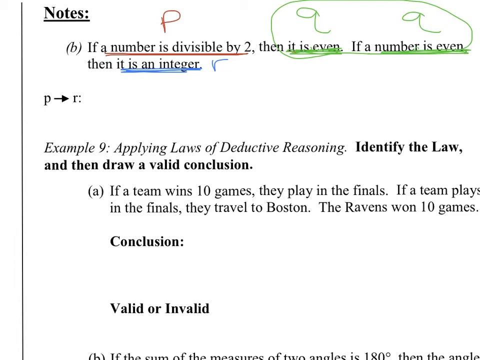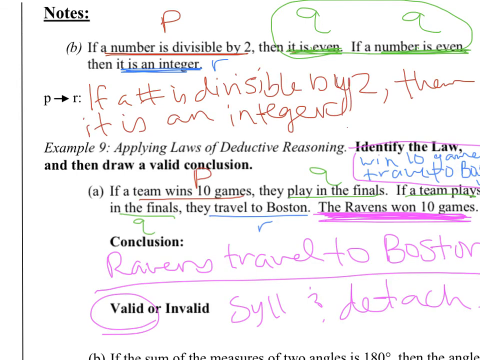So let's rewrite our sentence. If a number is divisible by 2, it is an integer. Okay, so I follow my law of syllogism. I don't need to talk about this even business anymore because it got cut off. So I can go straight from beginning to end. If a number is divisible by 2, then it is an integer.